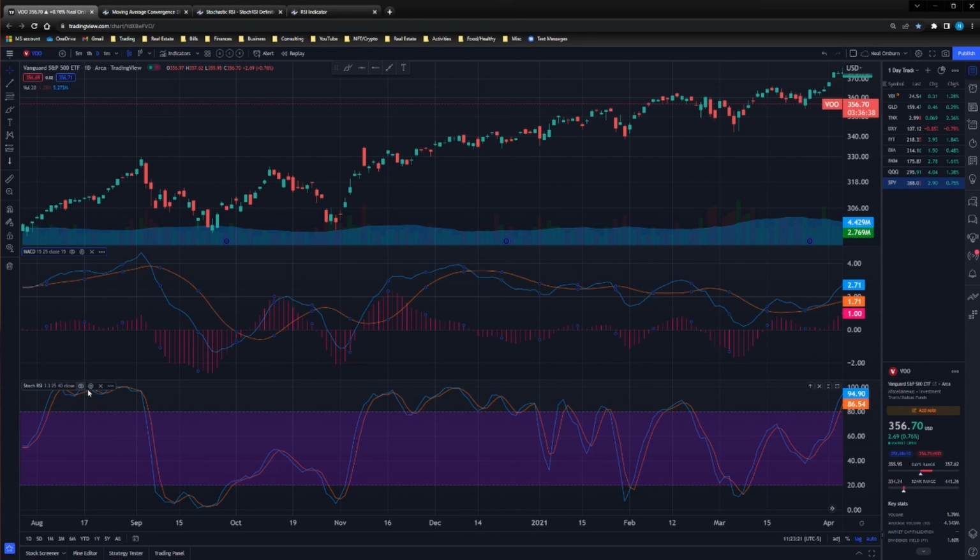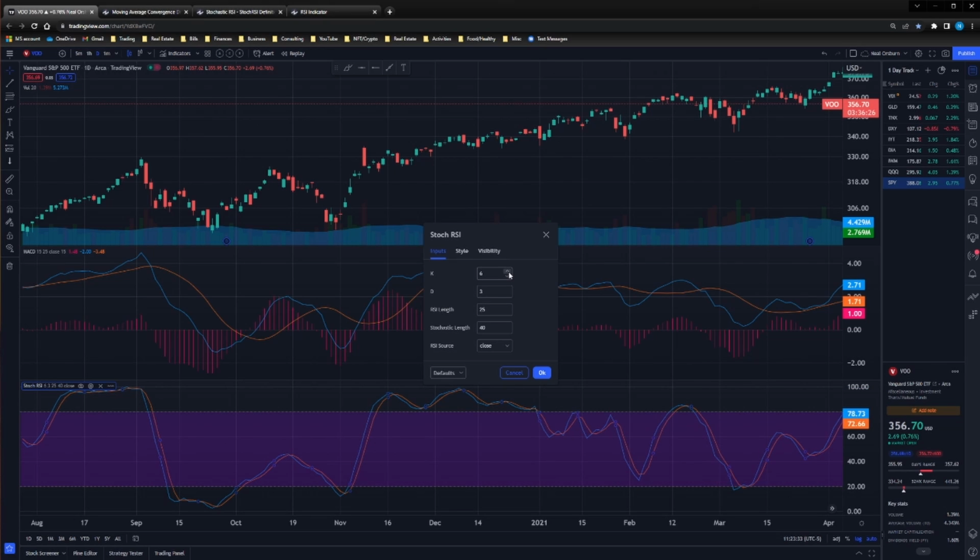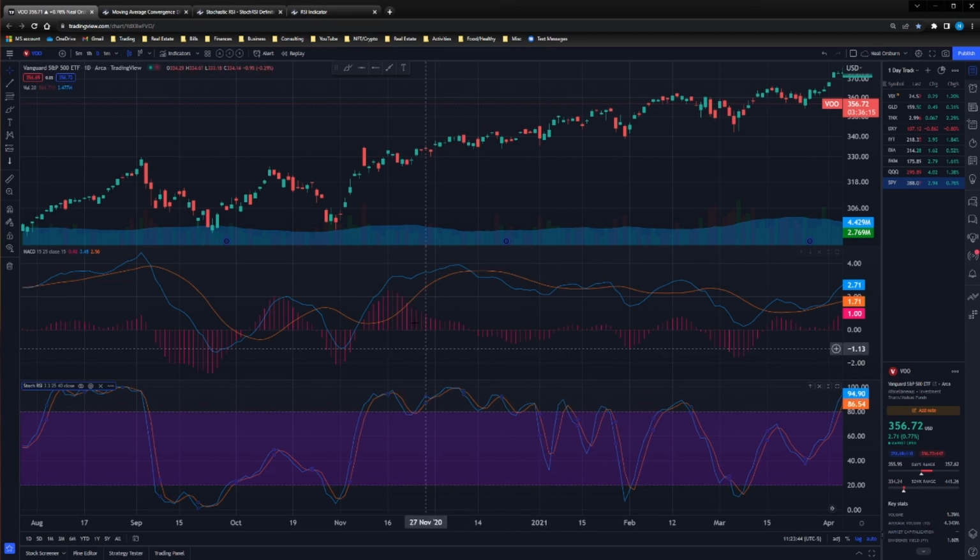So the same thing here with the stochastics. You get in here, you can just mess around with some of these settings. That way you can see what changes what and how things work for you, okay? So I'll just leave everything as it is, but definitely get in there. I would mess around with the settings. That way you can figure out what works for you. So this is typically how I like to read the MACD and stochastics together.